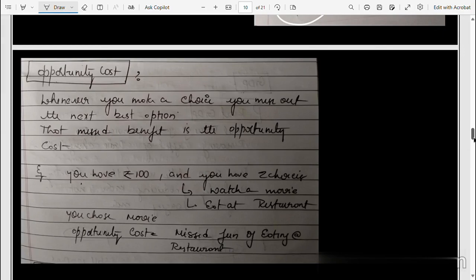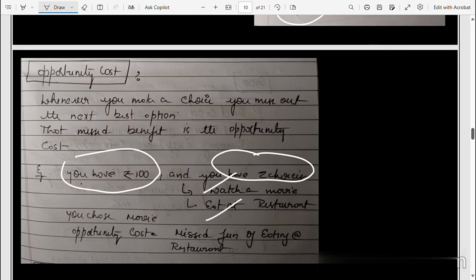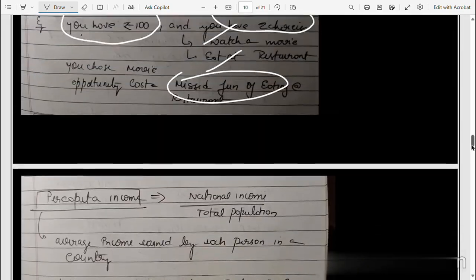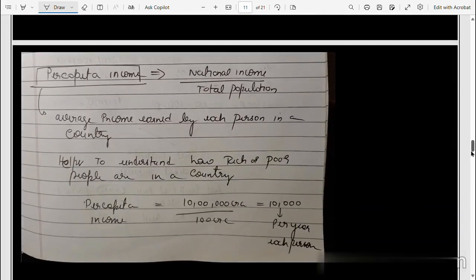For example, say you have 100 rupees with you and you have two choices to spend that 100 rupees: either you watch a movie or eat at a restaurant. But you choose to watch a movie. So what is the opportunity cost? You missed the enjoyment of eating food at the restaurant, right? That is called opportunity cost.